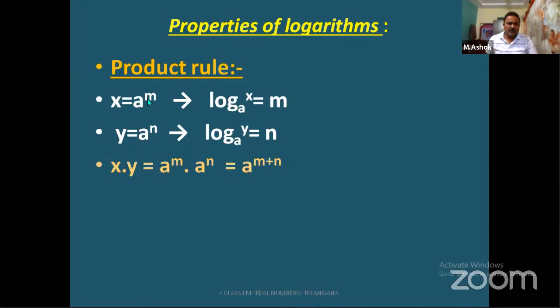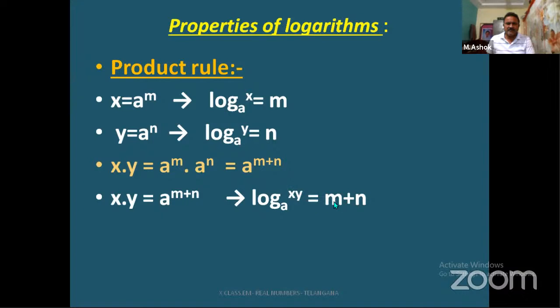So x is equal to a to the power of m, y is equal to a to the power of n. So x into y is equal to, for x a to the power of m, for y a to the power of n. So a to the power of m into a to the power of n is equal to a to the power of m plus n. So the bases are equal, so exponents will be added. Now xy is equal to a to the power of m plus n. For this I am writing the logarithmic form. What is that? Log xy base a is equal to how much? m plus n.